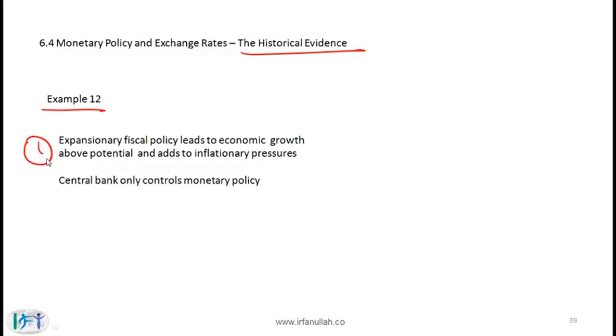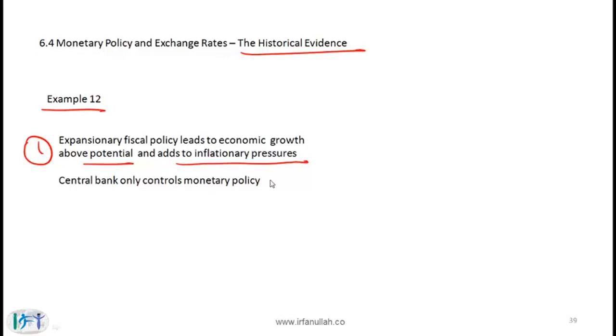The first point is that expansionary fiscal policy leads to economic growth. We've seen this briefly at level 1. Expansionary fiscal policy means relatively high spending or relatively low taxation that will boost consumption, which will boost aggregate demand. When you have relatively high aggregate demand, the equilibrium level of output is above potential GDP or potential output, and that leads to inflationary pressures.